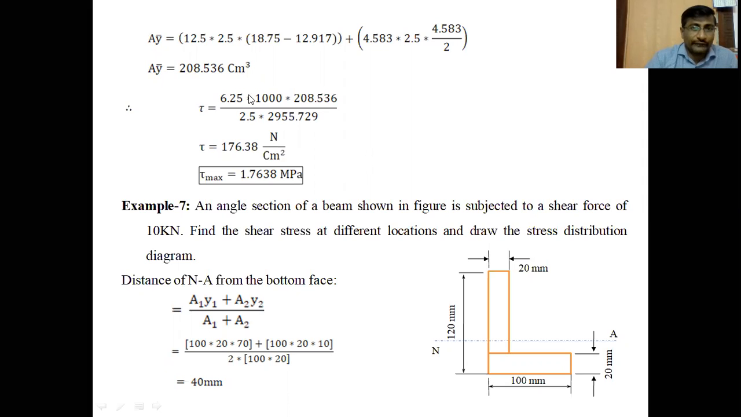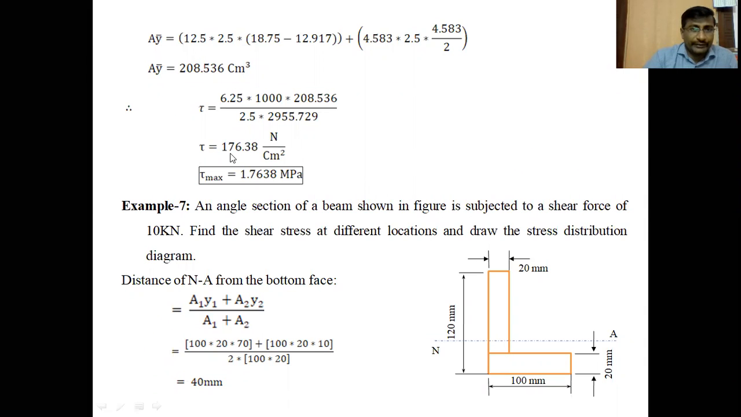After substitution of all the values into the equation, tau is equal to F AY bar by B into I. F is 6.25 kilonewton, 6.25 into 1000 newtons. This is the F value. And AY bar is 208.536. B is the breadth of the section where we are going to find the shear stress. It is in the web portion at the neutral axis. The breadth of the section is 2.5 centimeters. I is 2955.729, the moment of inertia of the whole section about the neutral axis. Clear, students?